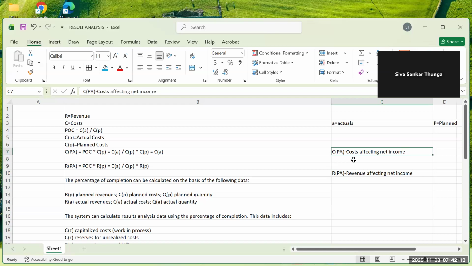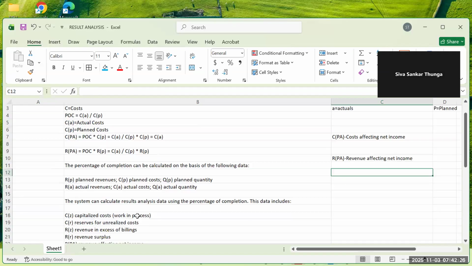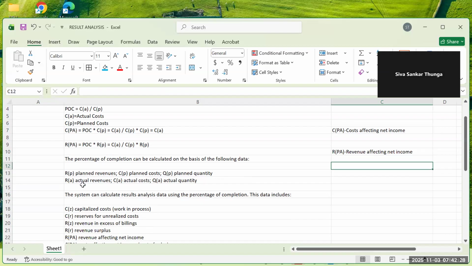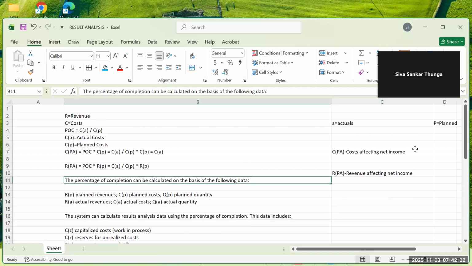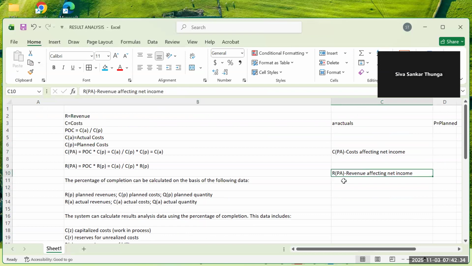Net income means the difference that is calculated between the revenue and cost, right? So this is the contribution. This cost is contributing in the net income. This revenue is contributing in the net income. That is the meaning. Understood, right? This much cost portion is involved, this much revenue portion is involved, that we are calculating.